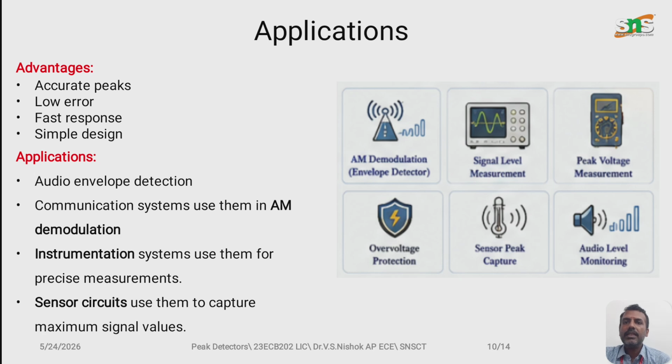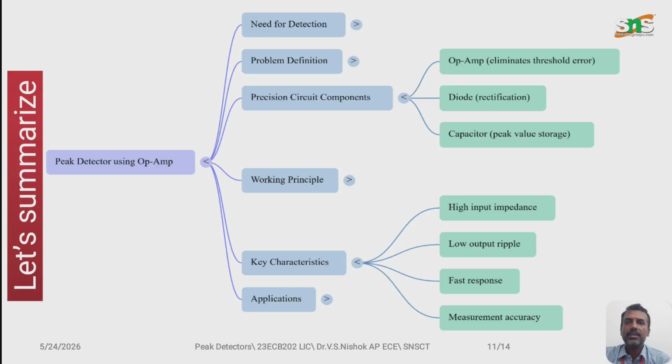Coming to the advantages and applications of the peak detector circuit. The main advantages are accuracy and low error, fast response, and simple design. Coming to its applications, it is mainly used in audio envelope detection and in AM demodulation, and because of its accuracy it is preferable in instrumentation systems, and sensor circuits use them to capture maximum signal values. Since the capacitor retains the highest peak value, it is very useful in sensor circuit applications.